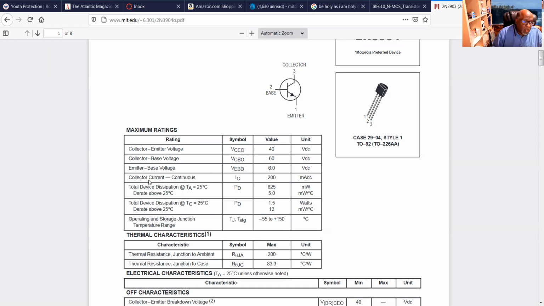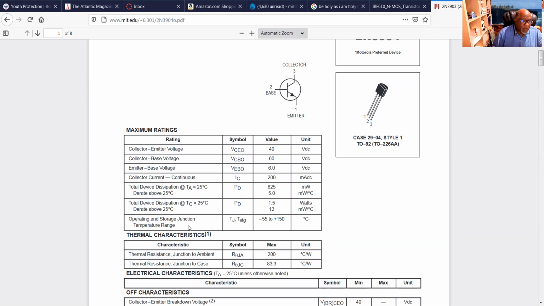Okay. And then you have your maximum collector current, the current that can flow through here, which is 200 milliamps, which is actually a pretty decent amount of current for such a small device. Power dissipation, this transistor can actually dissipate up to 625 milliwatts, so more than half a watt through this little package before there's any type of damage done to it. And that's when the ambient temperature is 25 degrees C.